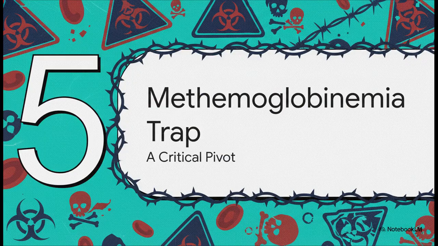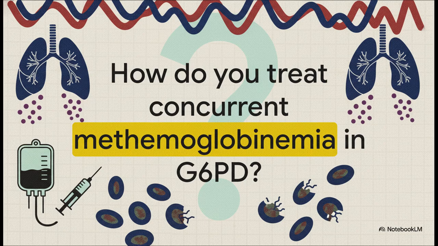Section 5. The methemoglobinemia trap. Listen, this is a critical pivot, and it is easily the most dangerous pitfall for any ED physician treating this specific population. This trap can be fatal. Picture this high-tension clinical scenario. You've got a patient who presents with central cyanosis, profound hypoxia, and they're completely ignoring your supplemental oxygen. Nothing's working. You correctly diagnose methemoglobinemia.